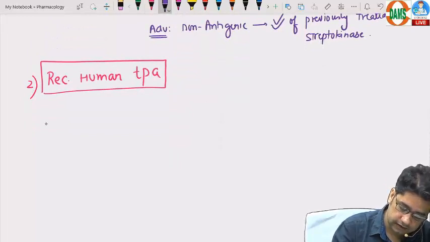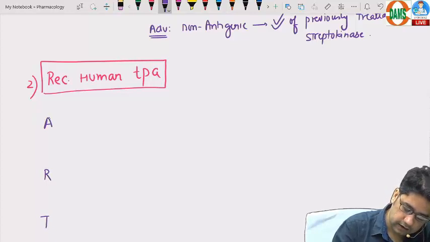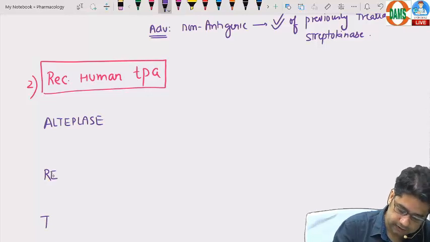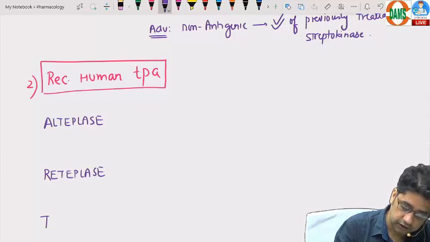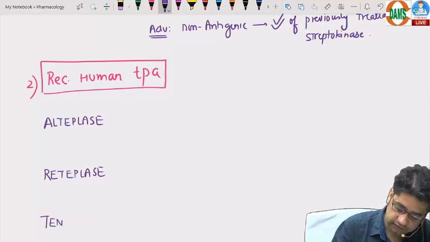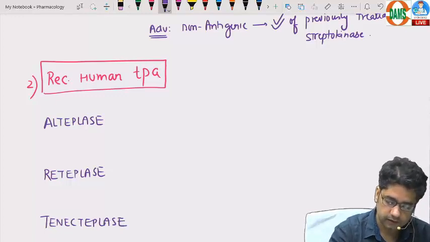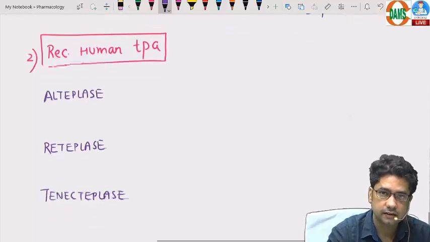Three drugs will write A, R, T. Alteplase, reteplase, दे आर वेरी इंपॉर्टेंट बच्चों, इन पे एक क्वेश्चन हमेशा आता है, एवरी टाइम वन क्वेश्चन कम्स, tenecteplase. ओके, तो टीपीए वर्ड इज कमिंग इन देम.